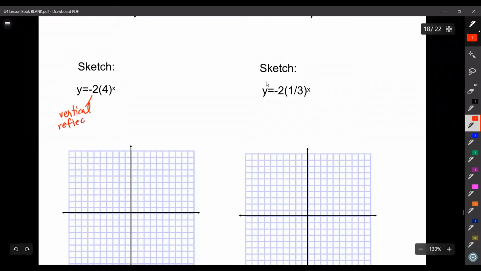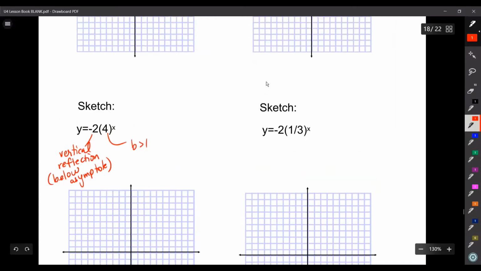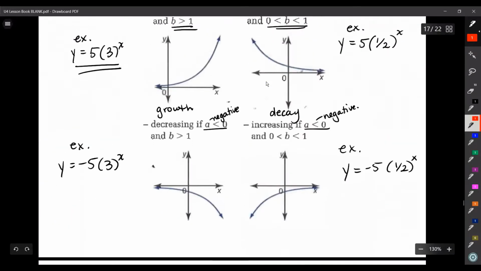So when A is negative, this is a vertical reflection. So this one should be one of the ones that's below the asymptote. And this is where B is greater than 1. So this should fall into the general shape where A is negative and B is greater than 1. So it should look like this afterwards.